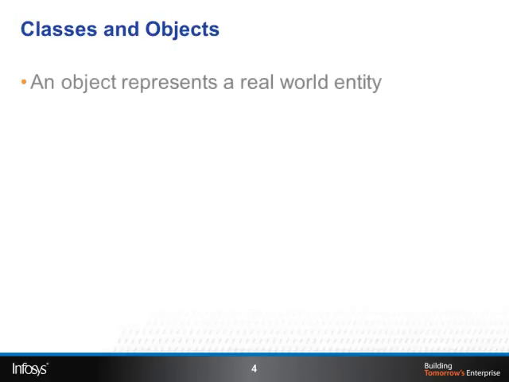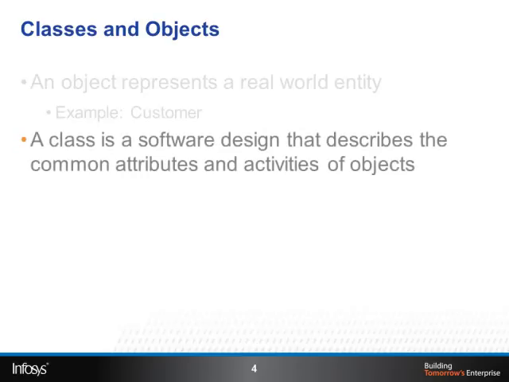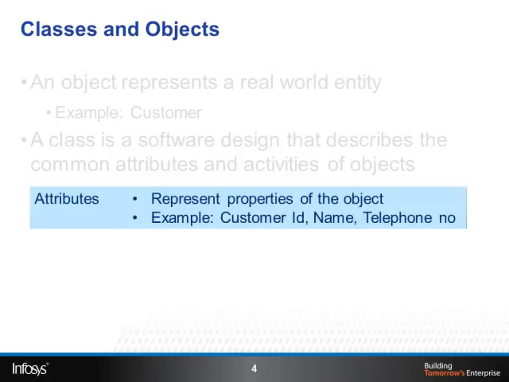An object represents a real-world entity. Example, customer. A class is a software design that describes the common attributes and activities of objects. The attributes represent the properties of the object. For example, a customer object may have customer ID, name, telephone number, etc.